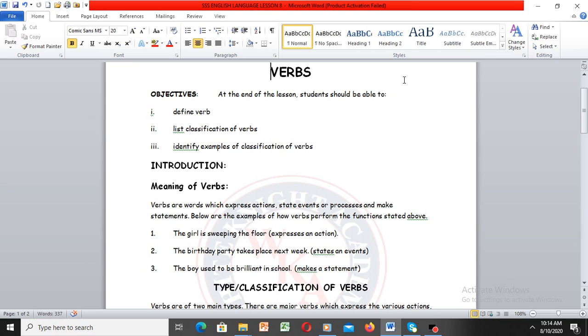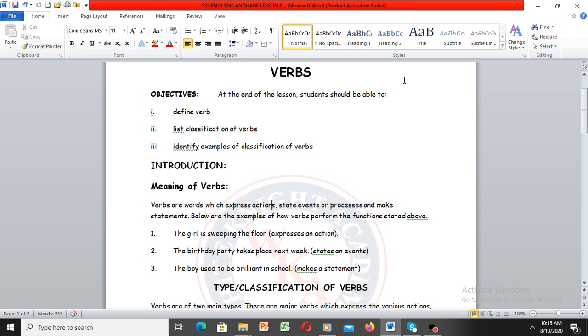Number 1. The girl is sweeping the floor. That expresses an action. Number 2. The birthday party takes place next week. That states an event. Of course, you know that a birthday is an event. Alright? Good. Number 3. The boy used to be brilliant in school. That makes a statement.